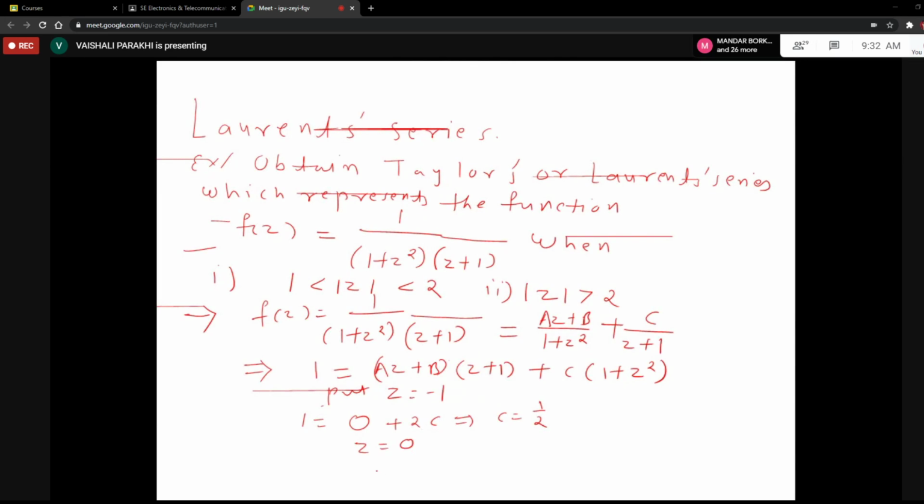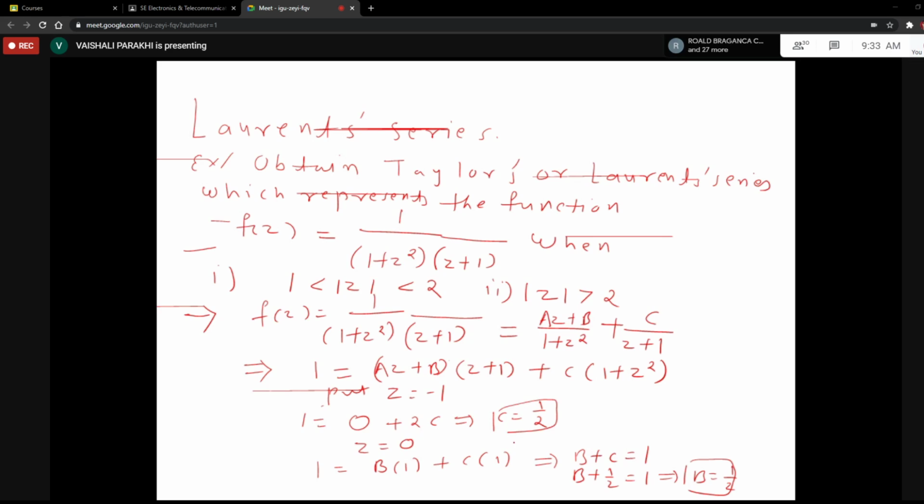Somehow you have to get values of a, b, c, right? So if I put z is equal to 0, I'll get 1 is equal to az, az means 0, then b into (z plus 1), which means it is 1, plus c into (1 plus z square). z is 0, so it is just 1. Okay, so you got b plus c is equal to 1. Correct? But what is c you got? c is half. So it is b plus half is equal to 1. So what is the value of b here? 1 minus half is half. So you got b is equal to half and c is equal to half.